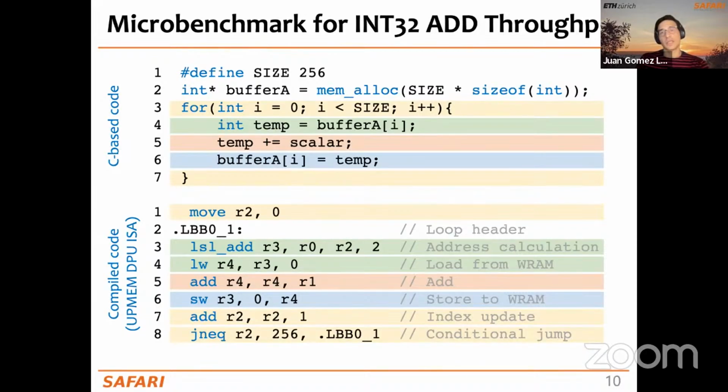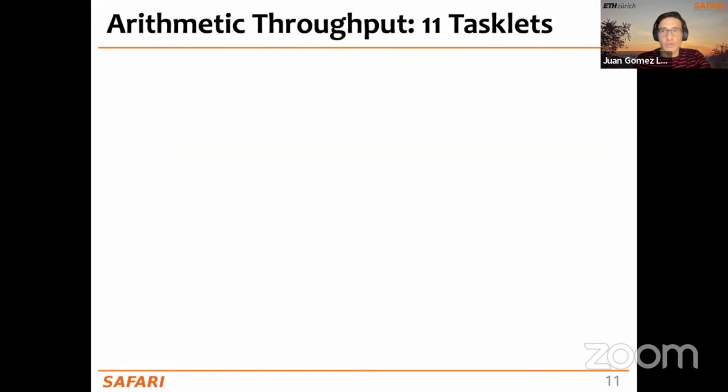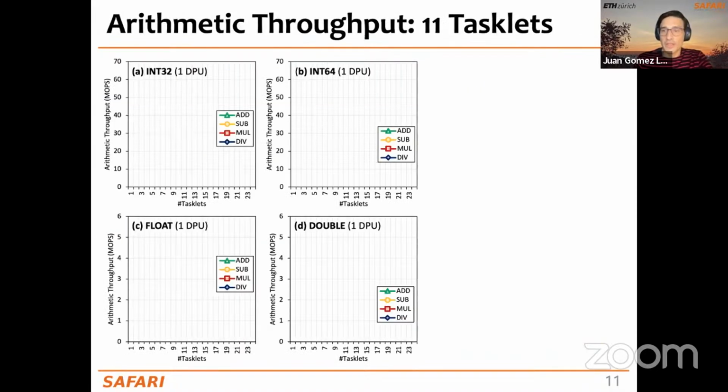So if we execute this microbenchmark on one DPU, what we obtain is something like this. The arithmetic throughput, which you can see on the y-axis of these four plots, changes with the number of tasklets that we use in the experiment. The tasklets, as you may remember, are the software threads that we use in our program. In this curve you can see how the arithmetic throughput increases as we increase the number of tasklets, and at some point it saturates and remains flat.